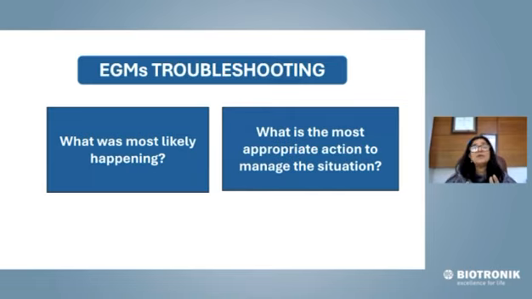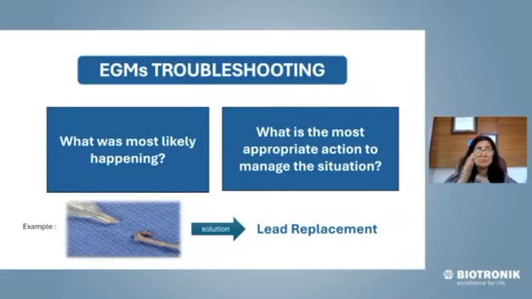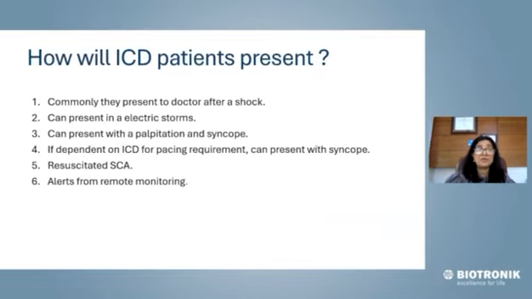So what do the EGMs tell you during troubleshooting? It tells you what was most likely happening and what is the most appropriate action you as a clinician need to take to manage the situation. For example, as simple as this, the impedance will be high, there will be an electrical storm. What do you need to do? Simple, you have to replace the lead. There is nothing else that you can do for this patient.